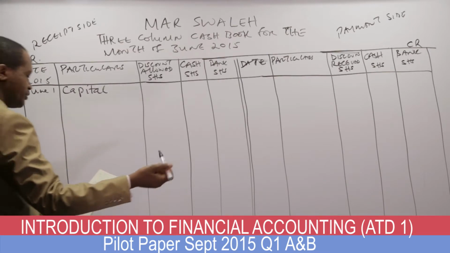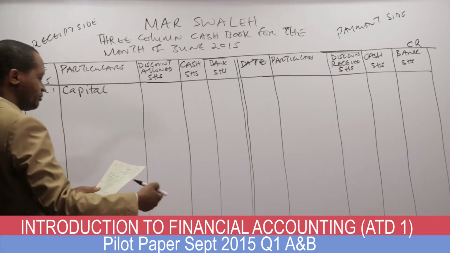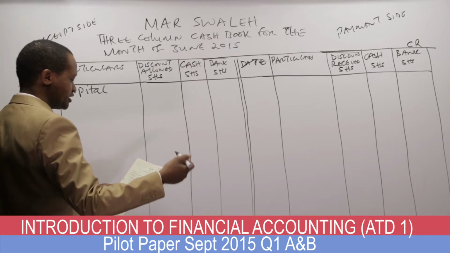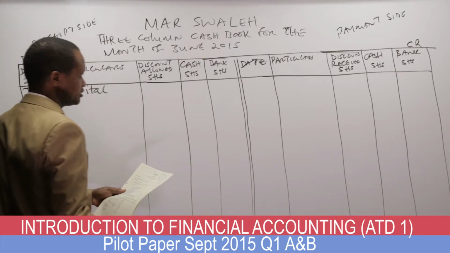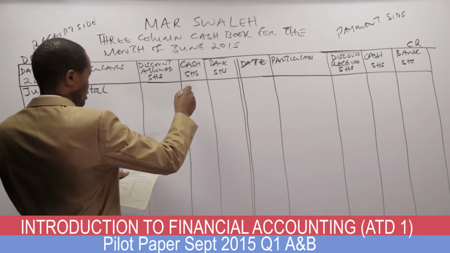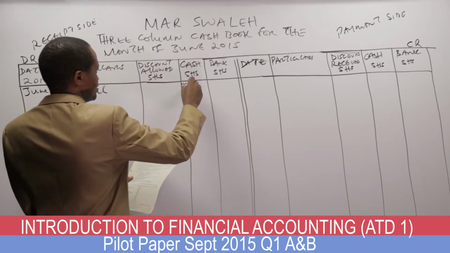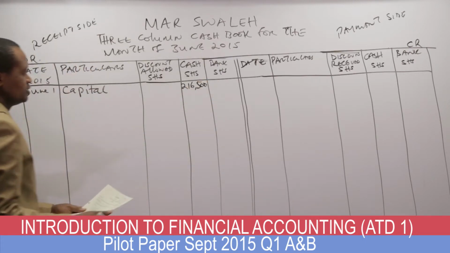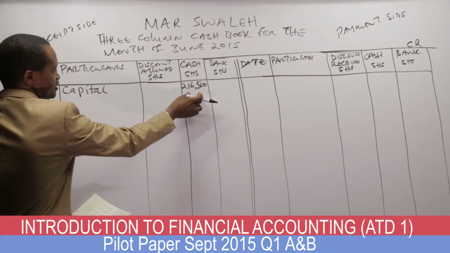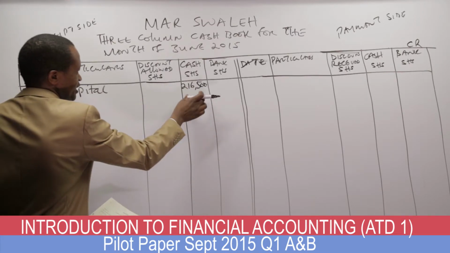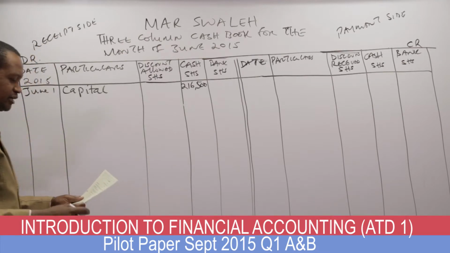And was it by way of cash or by check? You are told in the question 216,500 in cash. So that amount we write under the cash column: 216,500. The business has received. He has started business with capital. So you debit the cash account with the amount.